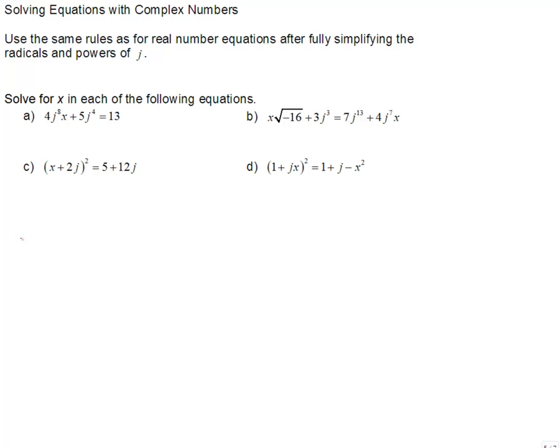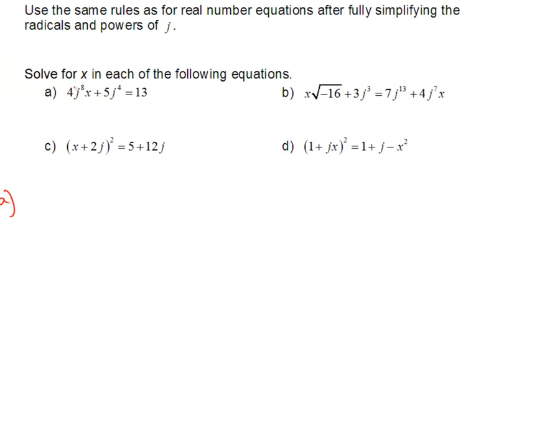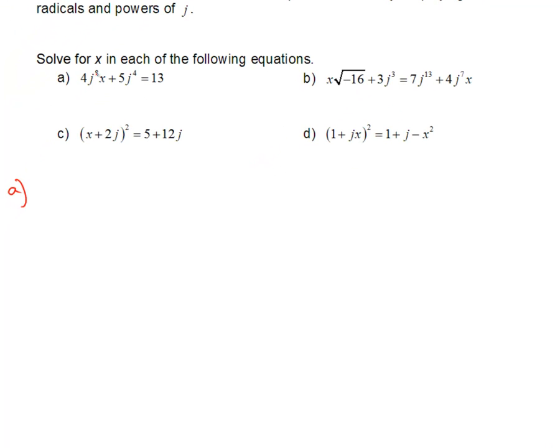So for a, I'm going to do the workings just down below here. j to the power of 8, and we're going to try to do this quickly. j to the 8 is j to the 4 times j to the 4, or j to the 4 squared. j to the 4 is just 1. So this is actually simply 4x plus 5 times j to the 4, which is also just 1, so we don't even need it, equals 13. And this, hopefully, you can solve very quickly. 4x equals 8, and x equals 2.